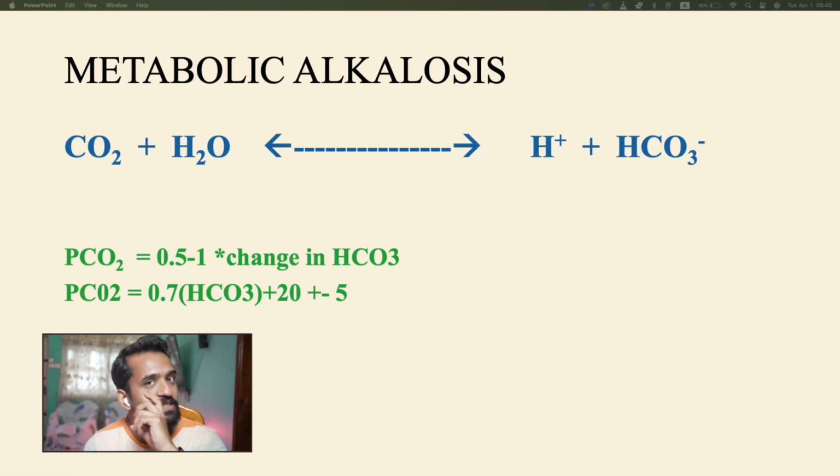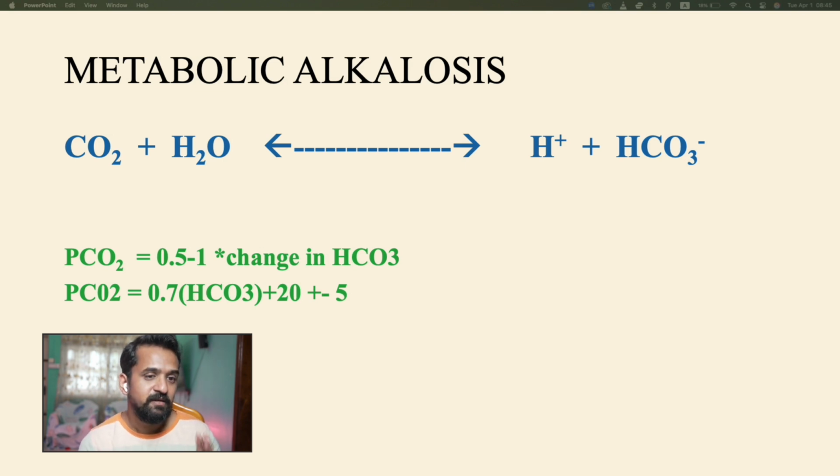Now, many people think it's so easy. This is the compensation: 0.5 to 1 times the change in bicarb. Whatever range you get, you compare it with your ABG CO2 value. If it fits the range, compensated. If it doesn't fit the range, not compensated.